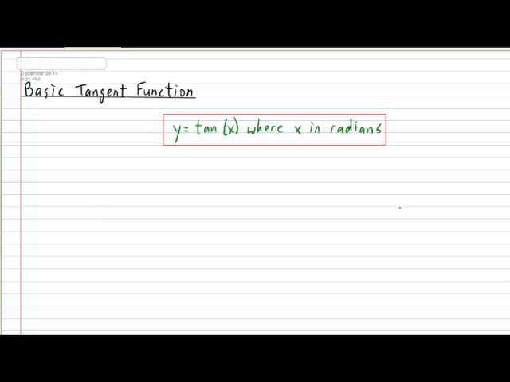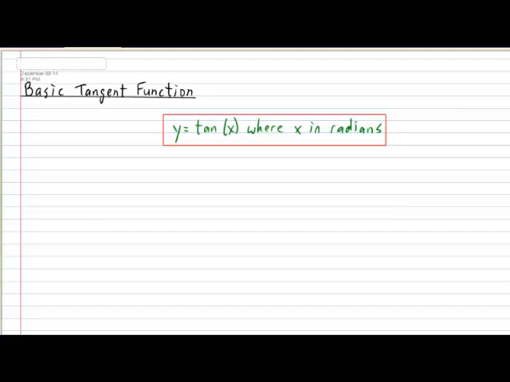Hi everyone. In today's lesson, we'll be taking a look at the most basic tangent function. So in your notebook, please put down today's subtitle, Basic Tangent Function. The basic tangent function has the most basic format of y equals tangent of x, where x tends to be in radians. However, nothing stops us from analyzing this function in degrees either.